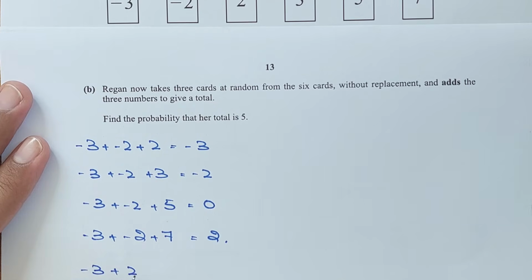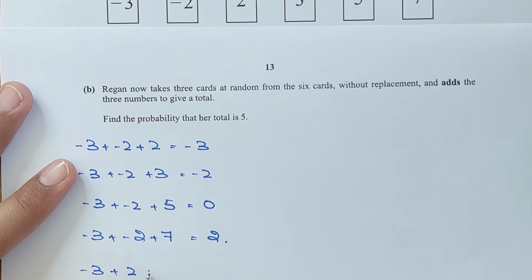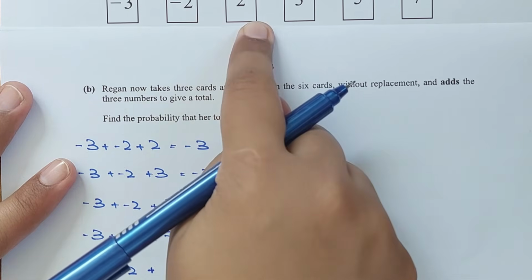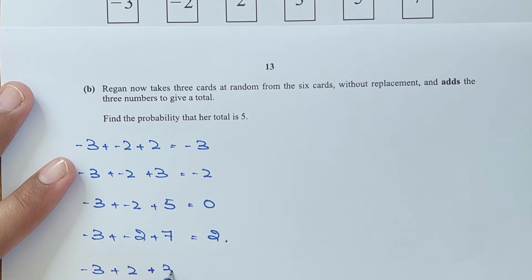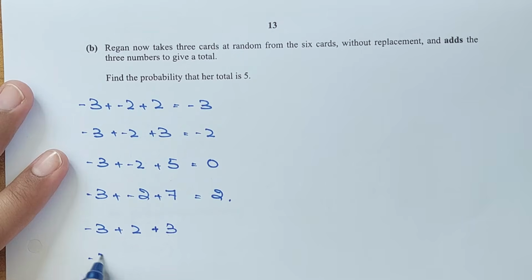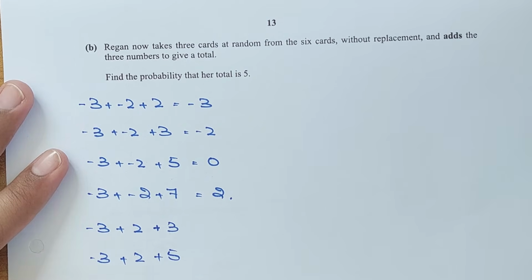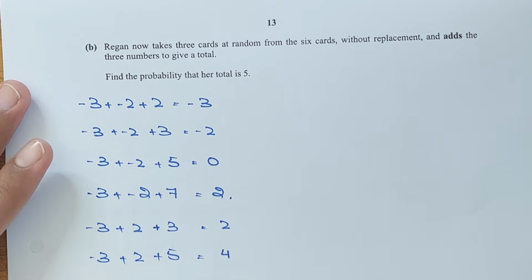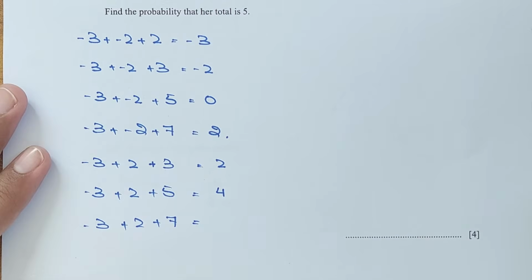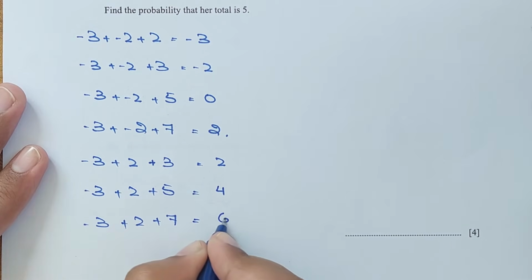-3 plus 2, and we go without putting them back, right? So -3 with 2, and 3, 5 and 7 are the combination. -3 and 2, we have 5. -3 and 2, we have 7, right? So here we have 2, here we have 5, 6, 7. 7 minus 3 is 4, and 7, 8, 9. 9 minus 3, this would be 6.